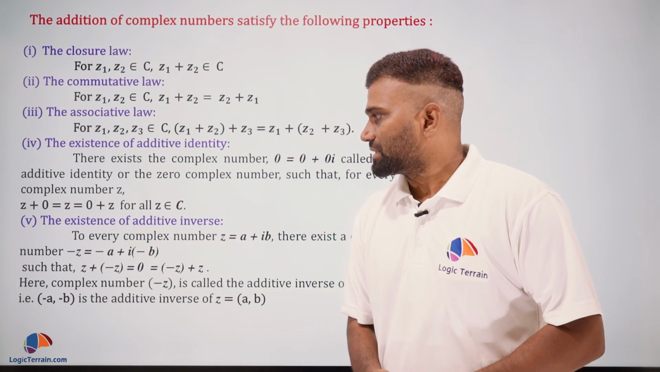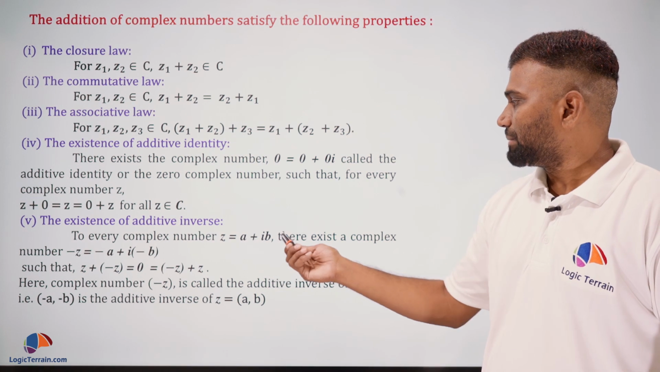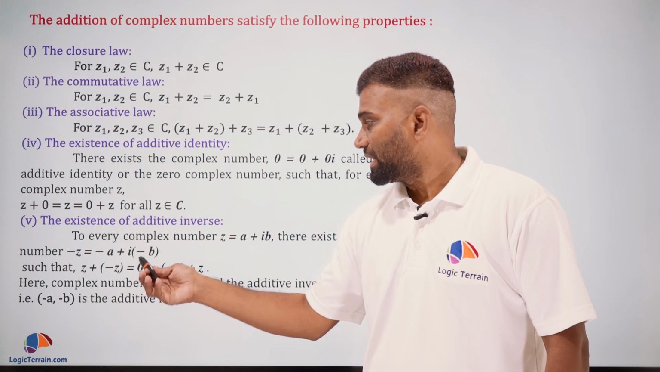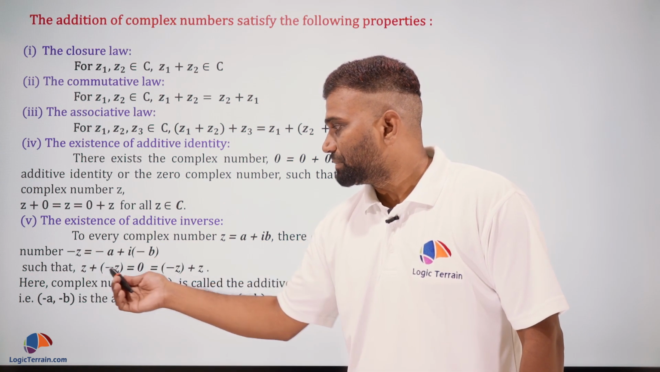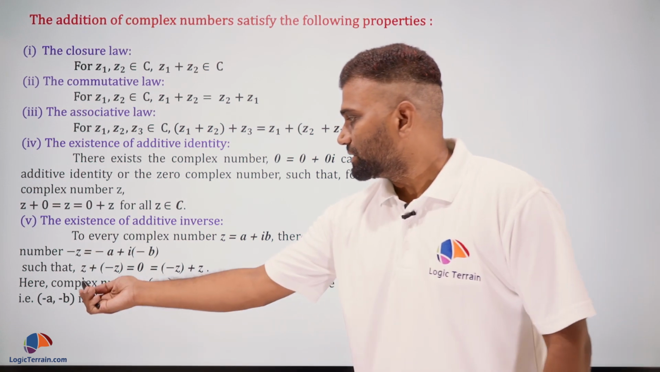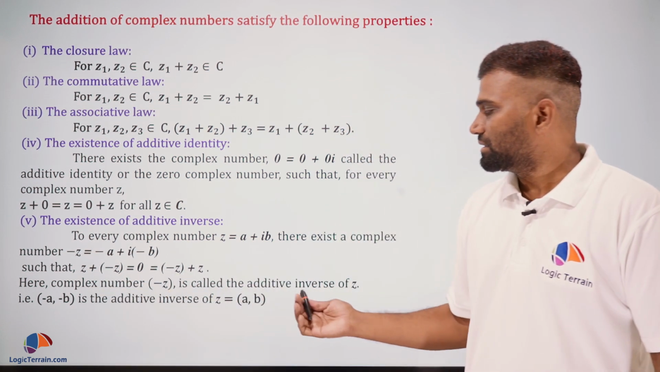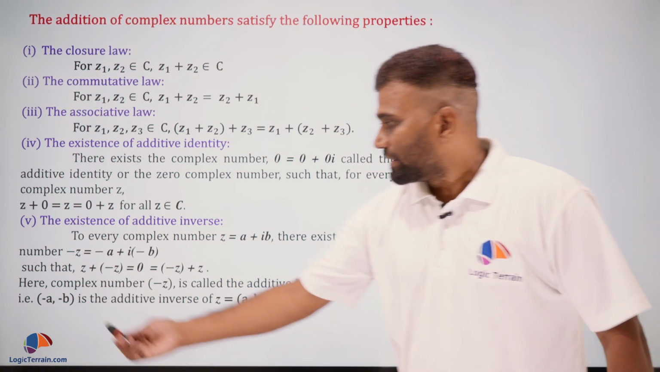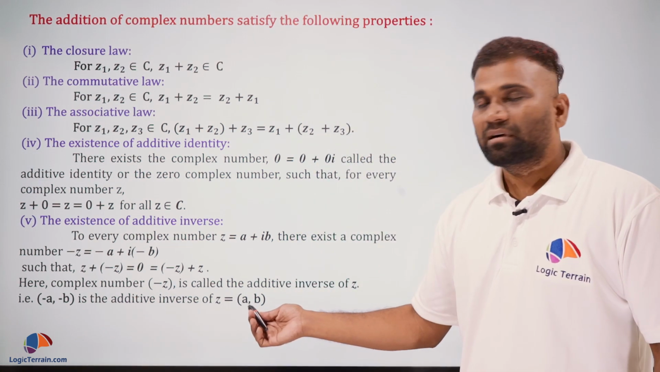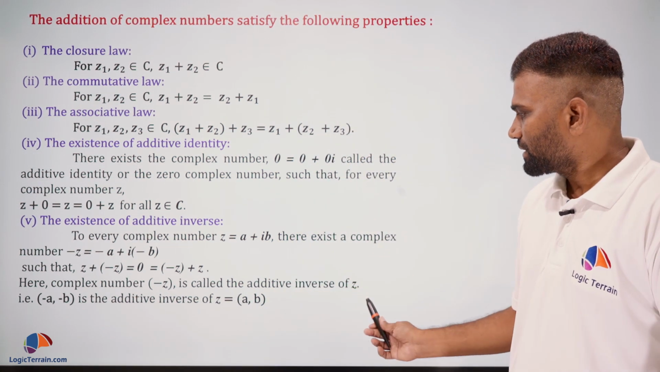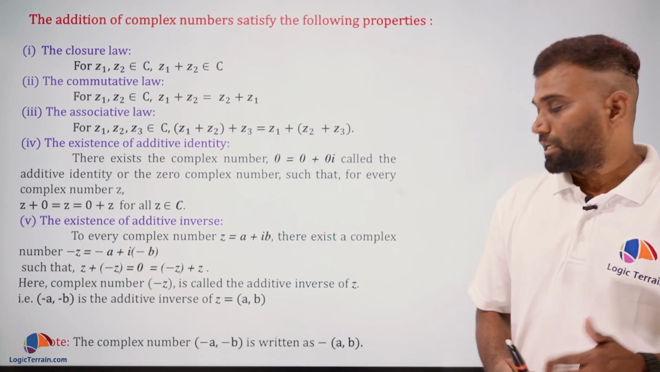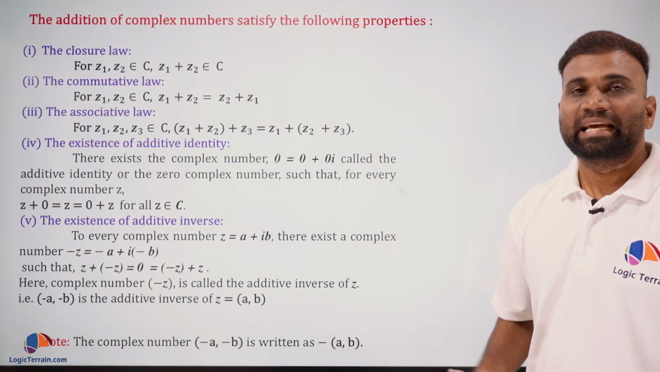Existence of additive inverse. For every complex number z is equal to a plus ib, there exists a complex number minus z is equal to minus a plus i of minus b, such that z plus minus z is equal to 0 is equal to minus z plus z. Here the complex number minus z is called the additive inverse of z. Let minus a comma minus b ordered pair be the additive inverse of z, ordered pair a comma b. The complex number ordered pair minus a comma minus b can also be written as minus of ordered pair a comma b.